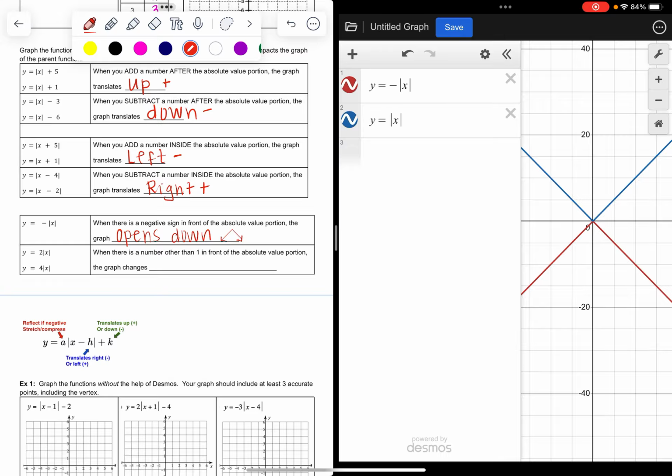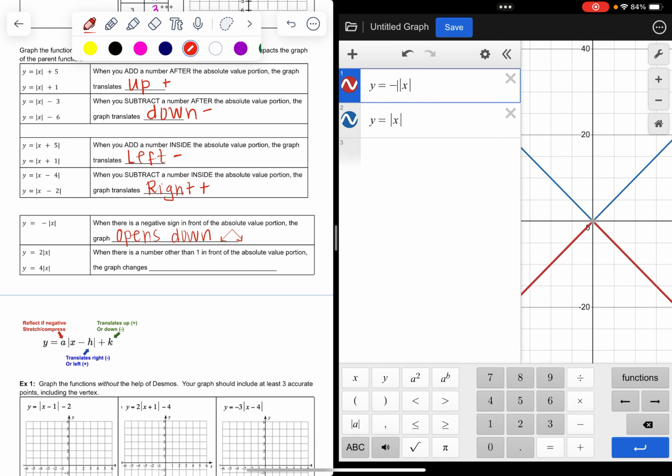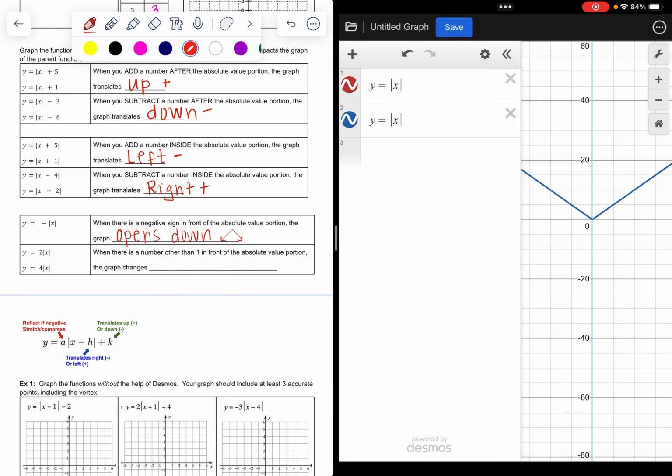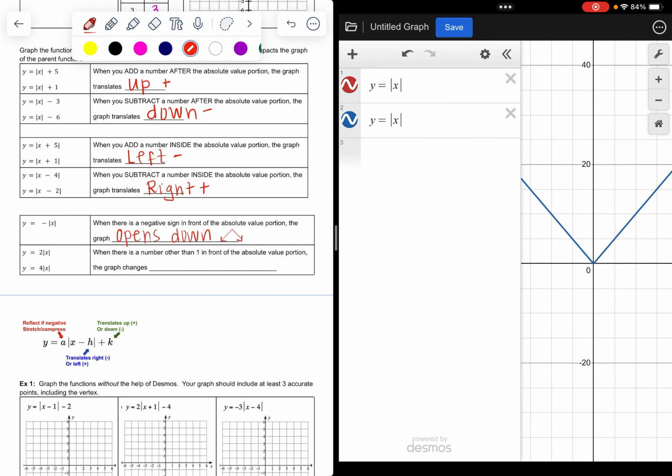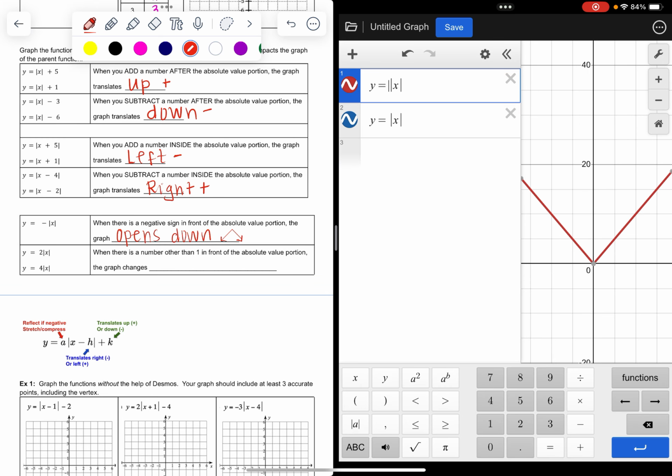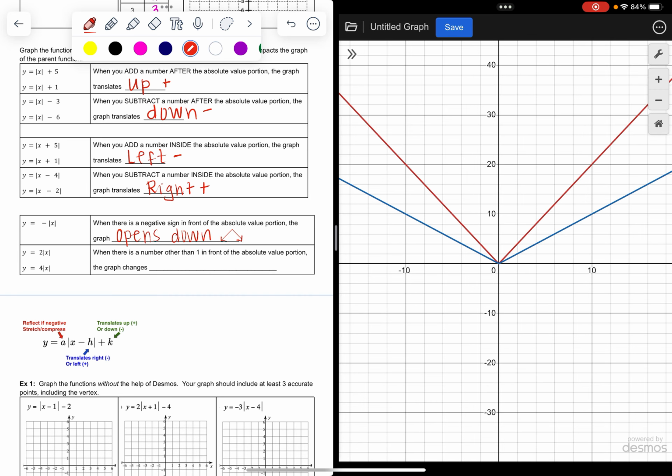And what about if we put a number in front? So let's see here. Again, the blue is our original, and we're going to have it be 2 times X. The red is the new one. So notice that it got kind of skinnier, right? Or narrower.